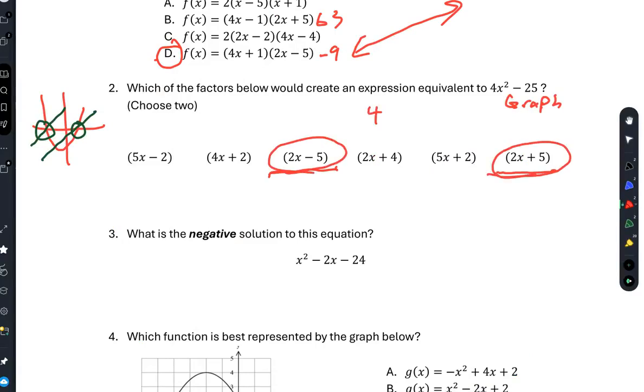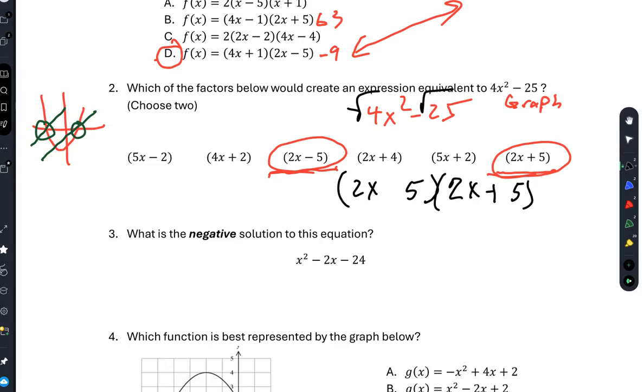The way you would do this by hand is, notice these are both perfect squares. The square root of 4x squared would be 2x, and the square root of 25 would be 5. And since it's a difference of squares, you're going to have opposite signs, okay? Which is where this 2x minus 5 and 2x plus 5 comes from.